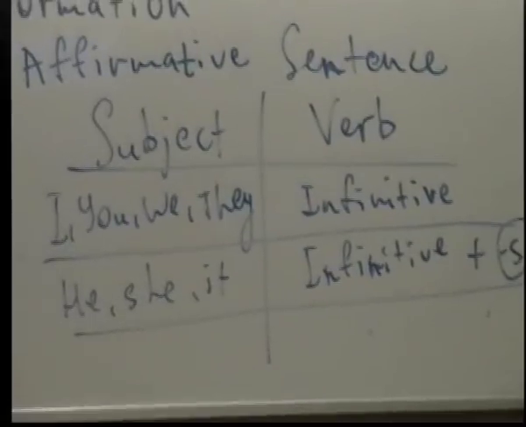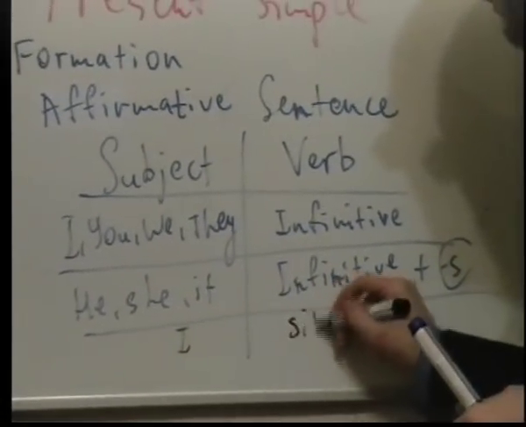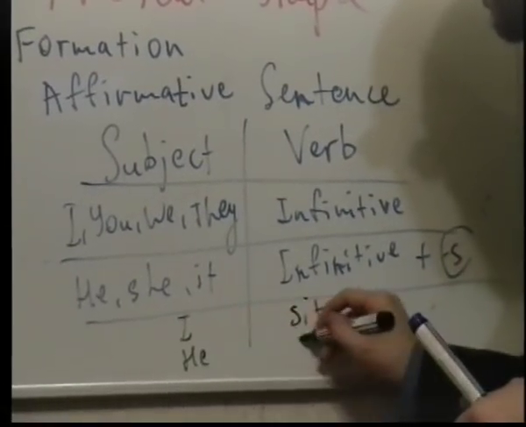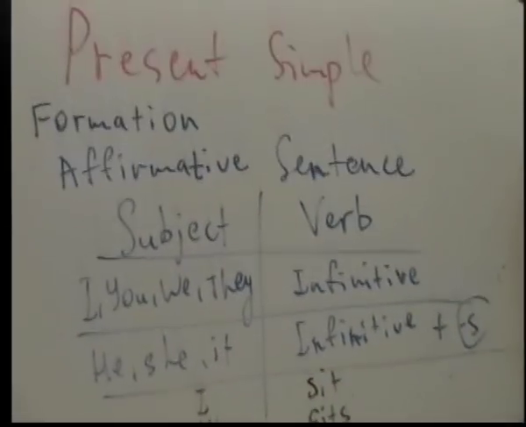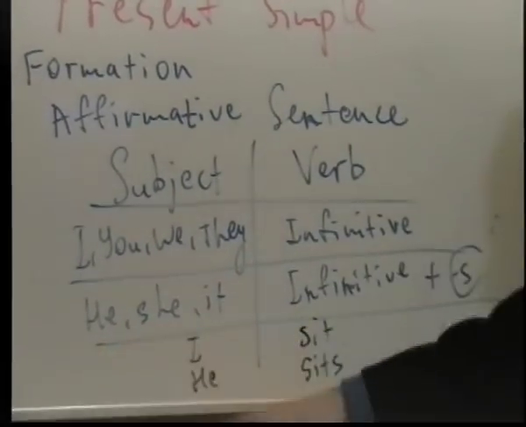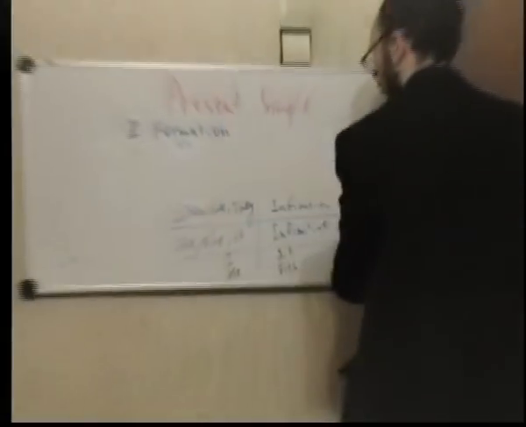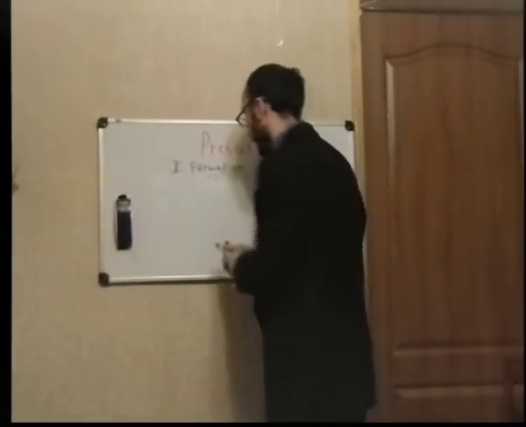Examples. I sit, but he sits. I sit, you sit, we sit, they sit, he sits, she sits, it sits. It's affirmative sentence. Now let's have a look at the next one. Negative sentence.